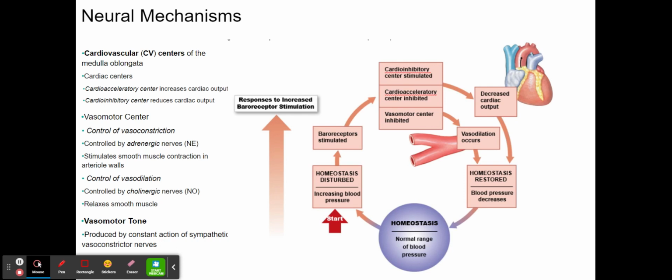The cardioinhibitory center decreases cardiac output through parasympathetic innervation. The vasomotor centers contain two populations of neurons: 1, a very large group responsible for widespread vasoconstriction, and 2, a smaller group responsible for the vasodilation of arterioles in skeletal muscles and the brain. The vasomotor centers control the activity of sympathetic motor neurons. So, 1, the control of vasoconstriction. The neurons innervating peripheral blood vessels in most tissues are adrenergic. That is, they release the neurotransmitter norepinephrine. Norepinephrine stimulates smooth muscles in the walls of the arterioles, producing vasoconstriction.